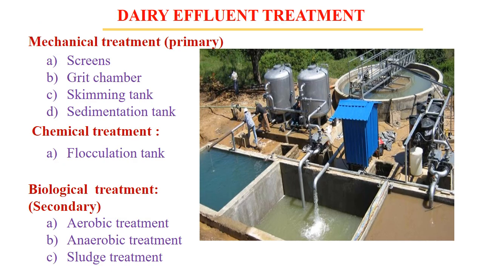So now we will discuss the strategy for effluent treatment, that is the dairy plant effluent treatment. Basically, it is divided into 2 categories, that is the primary and secondary. While discussing effluent treatment for meat plant or abattoir, I discussed it in that way, primary treatment and secondary treatment. But here it is a more well established industry. So from the engineering point of view, the effluent treatment is divided into 3 categories. First is mechanical treatment, that is actually primary. It is done through screens, grit chamber, skimming tank and sedimentation tank. All these I am going to explain now. Then second is chemical treatment, which is done through flocculation tank. And another is biological treatment, which we call secondary treatment. This is done by aerobic treatment, anaerobic treatment and sludge treatment. All these things I am going to discuss step by step.